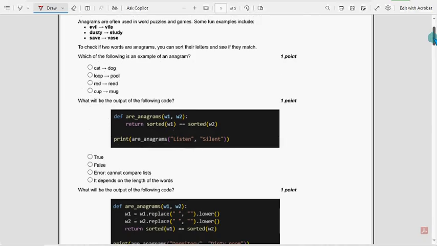So now let's see the solutions for each and every question, guys. Probable solutions. First question: which of the following is an example of an anagram? What is meant by anagram? It means the same set of letters is used to form a new word. So here, the second option, loop. If you use the same characters, you can rewrite it as pool, right? So mark the second option as the probable solution for the first question.